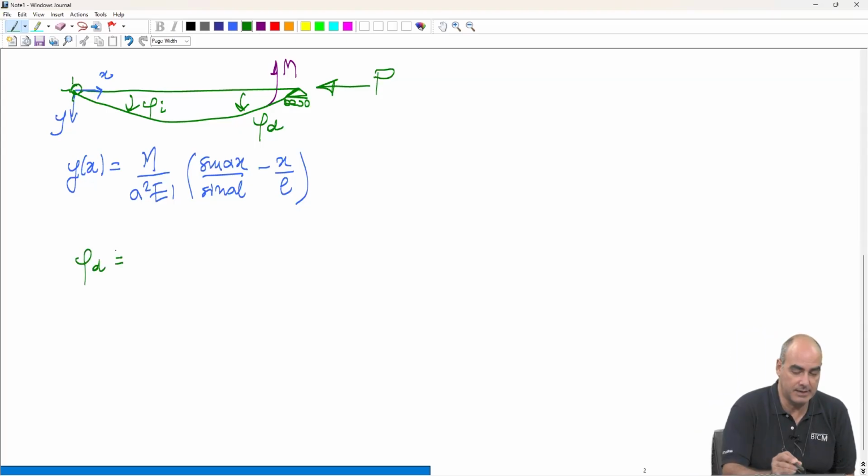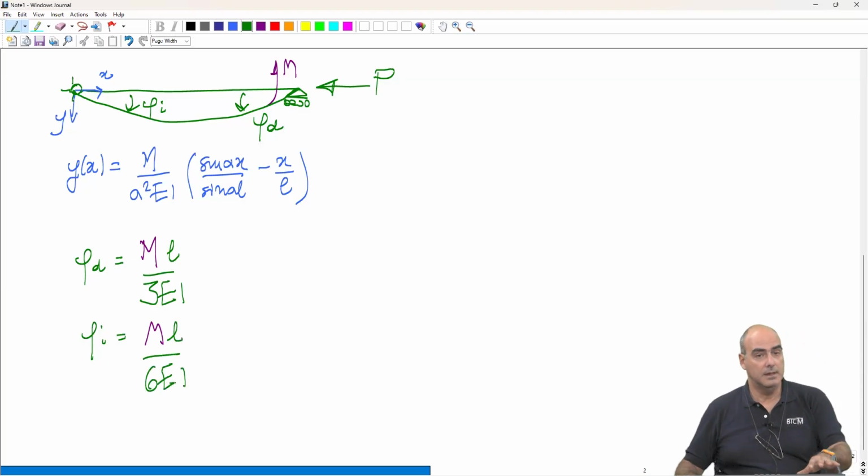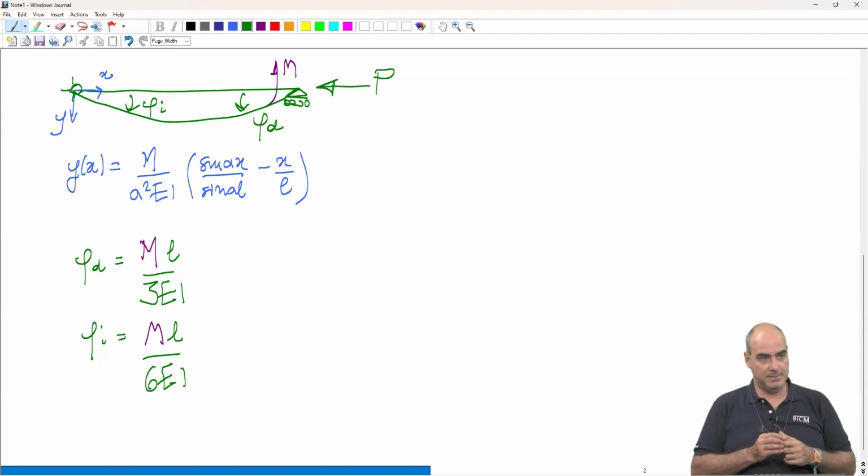Phi direct is M times the span L divided by 3EI. And phi indirect is M times L divided by 6EI. Well, you see here I wrote them with positive value because they refer to exactly the verse of the rotation which is there. As a matter of fact, in that reference system, phi indirect is positive, phi direct is negative. You have to change the sign, but we will see that.